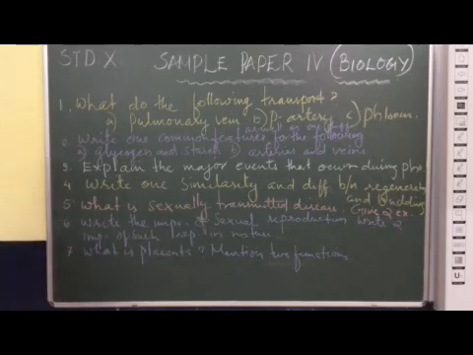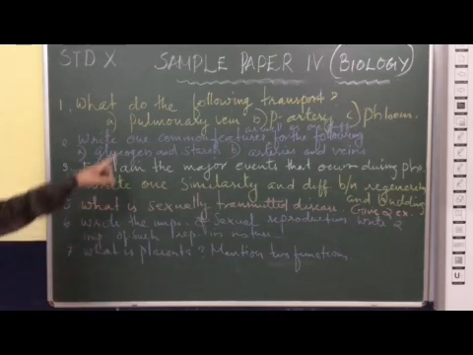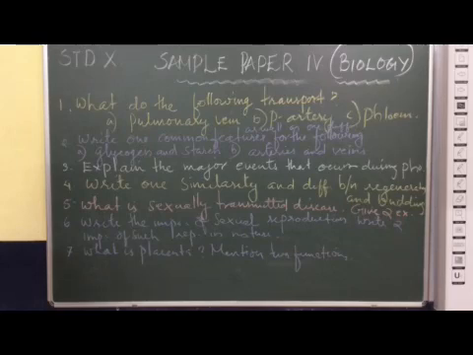Now the second question: write the common features for the following, glycogen and starch. Glycogen and starch are storage food, energy reserves in organisms. Glycogen is the energy storing substance in the animal's body, whereas starch is the energy reserve food in plants.